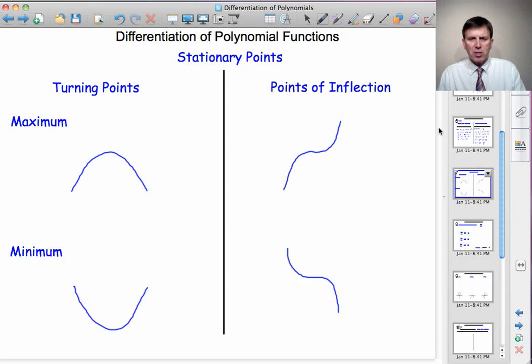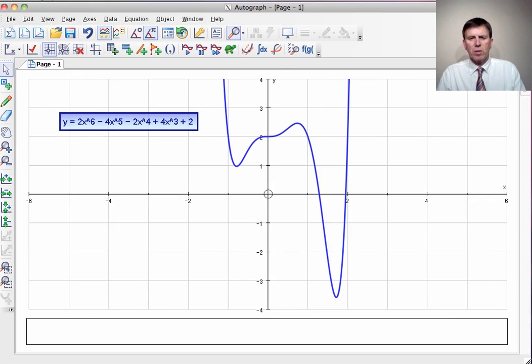Now there are three types of stationary points. We can have what we call a maximum point, where the curve is increasing in value up to a maximum and then starts decreasing. Or we can have a minimum point where the curve is decreasing to some minimum value and then starts increasing. Or we can have a point of inflection, which is where the curve is increasing but levels off to zero gradient and then starts increasing again, or is decreasing, levels off to zero gradient and then starts decreasing again.